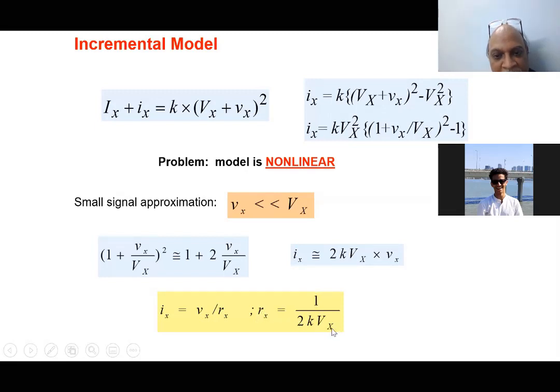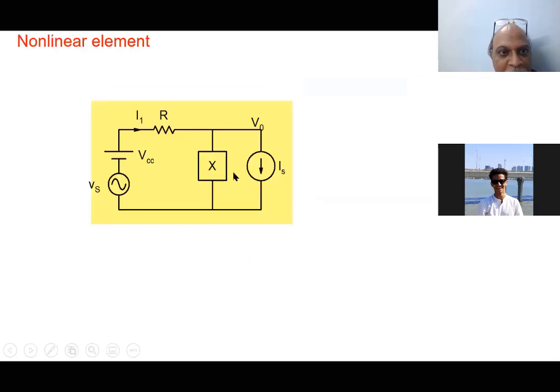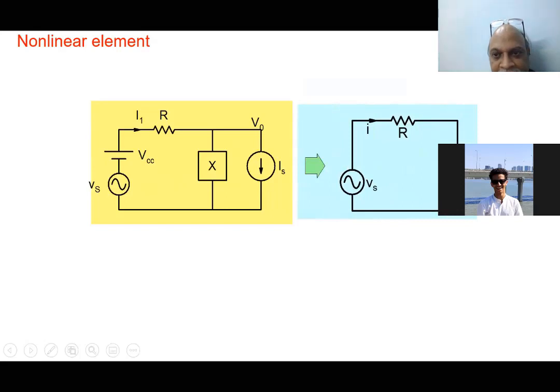Resistor with a value equal to 1 by 2k times Vx. Right? So if we wanted to calculate the change in V0 in response to this extra voltage that is introduced here, we build an incremental equivalent circuit, and now we have seen that this particular element is nothing but a resistor, Rx here, with a value equal to 1 by 2k times V0. V0 would be whatever is the DC voltage across this particular element.